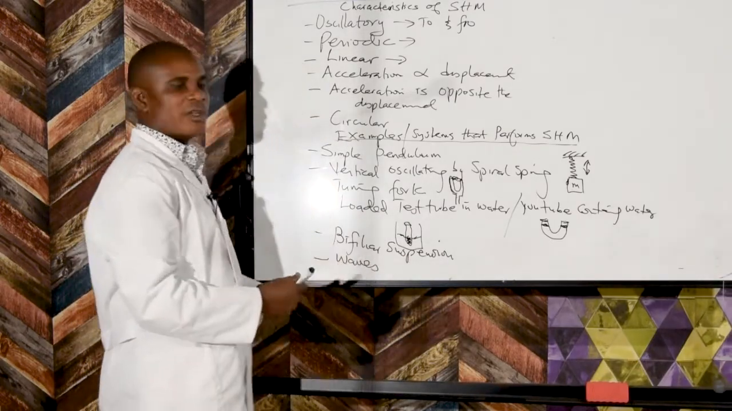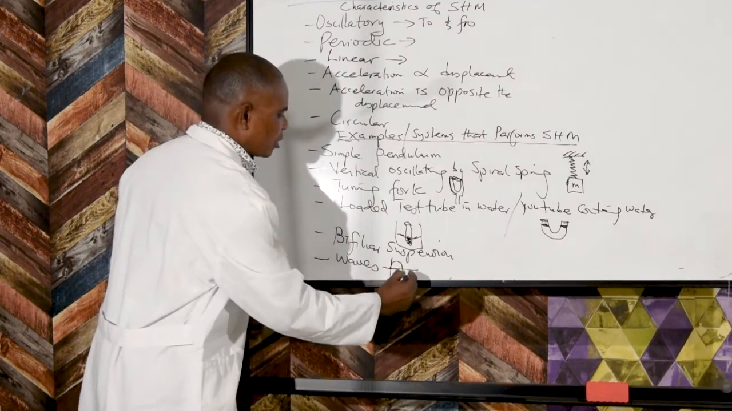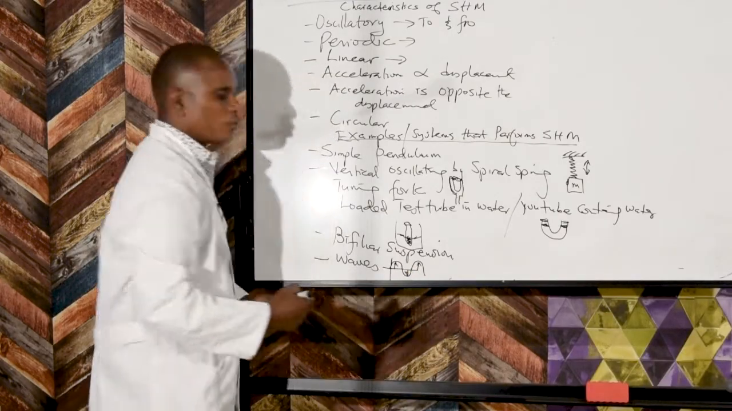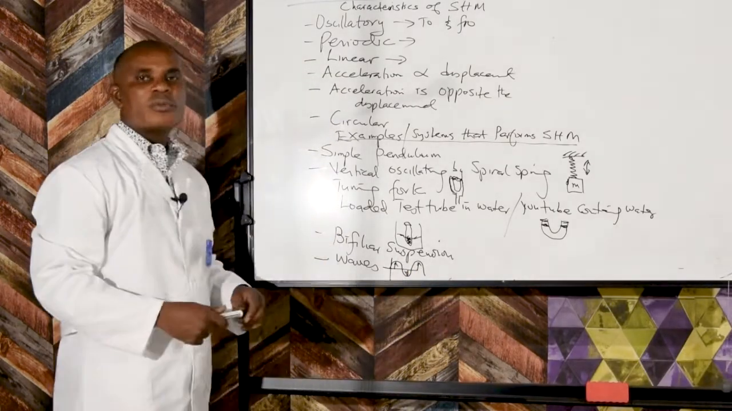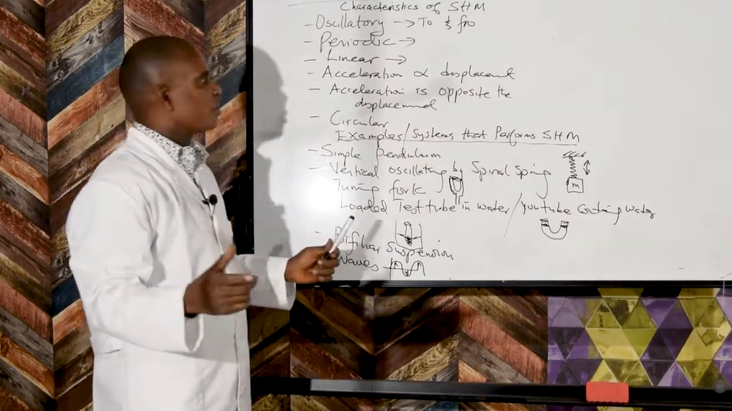And you also have bifilar suspension that I just gave you. And waves. Waves also vibrate in simple harmonic motion. They move to and fro in that order. So wave motion is an example of simple harmonic motion. So I've given you these simple examples of simple harmonic motion.